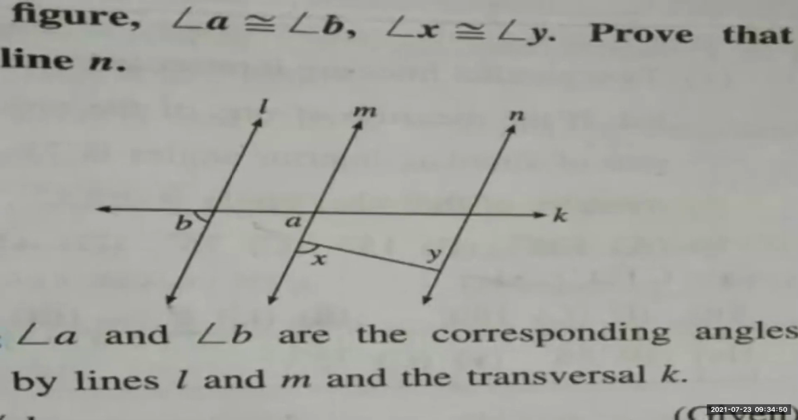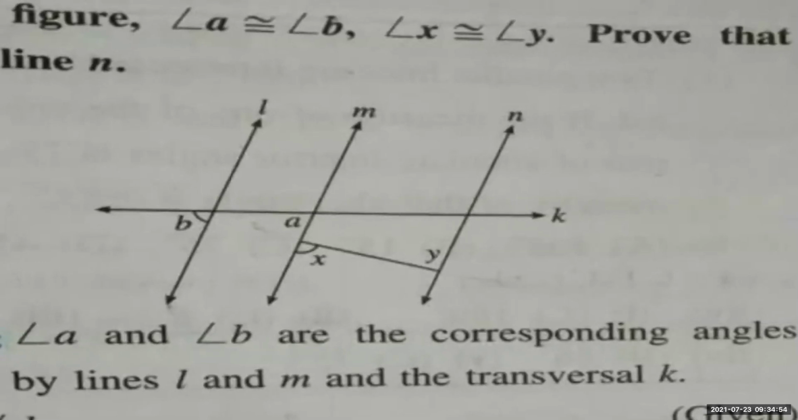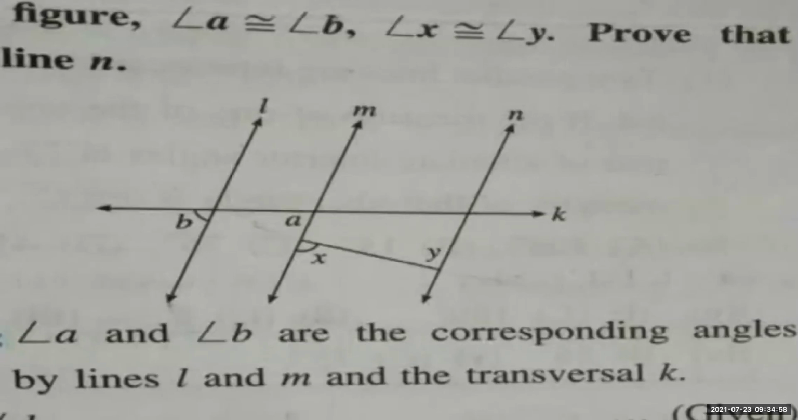Now the middle line is line M, and the last line, on the right side, is line N. With those two lines, the two angles formed are mentioned as angle X and angle Y. Those are also given congruent to each other.